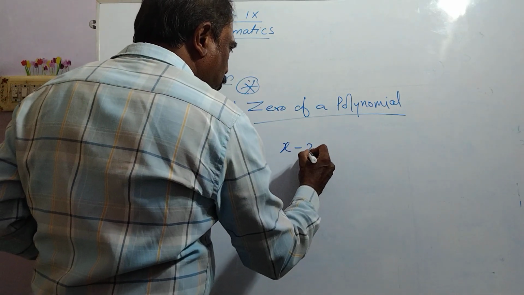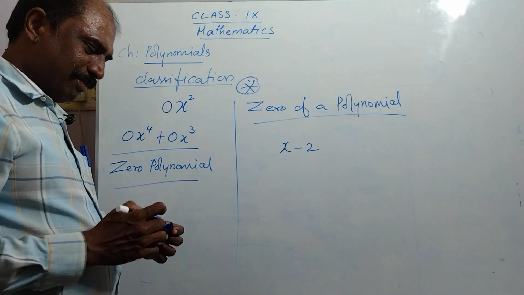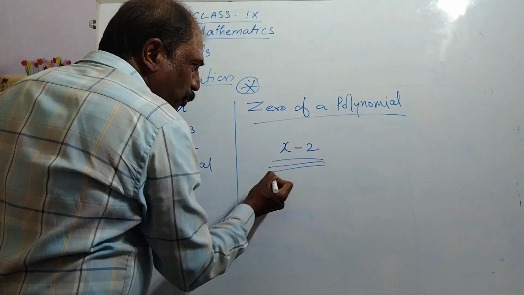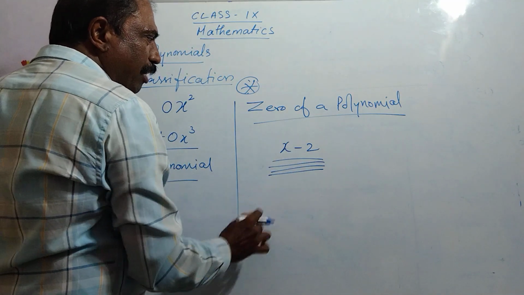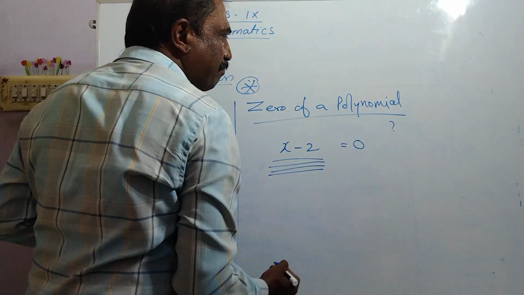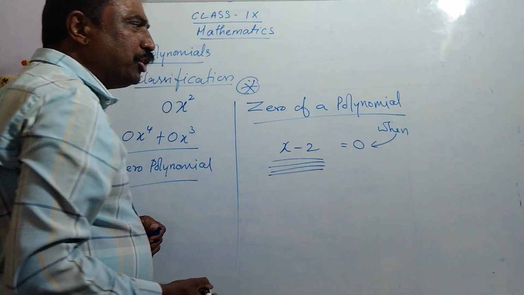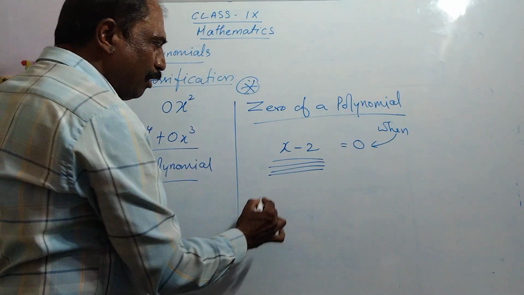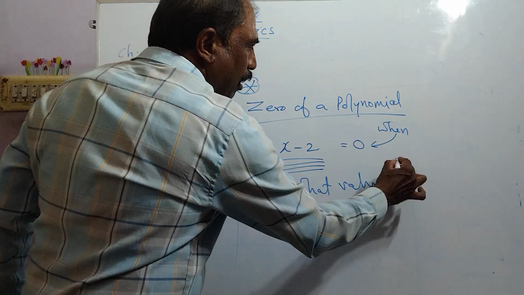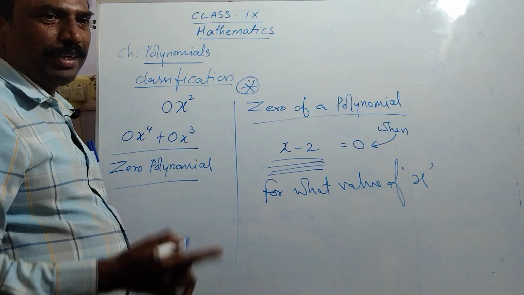x minus 2. Is it a polynomial? Yes, of course, it's a polynomial. Now if we see this polynomial, sometimes it becomes 0. When does it become 0? Or we can say, for what value of the variable x does this whole polynomial become 0? Yes, now you got it.